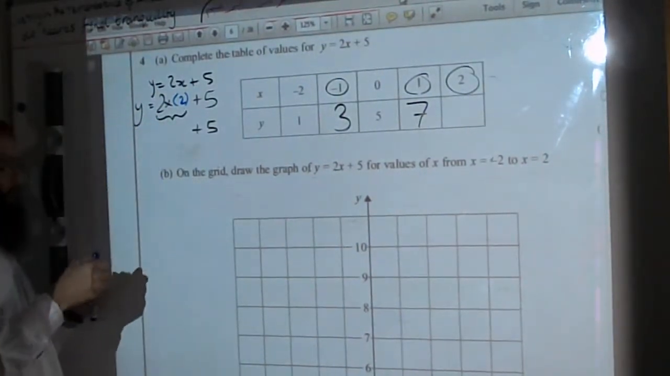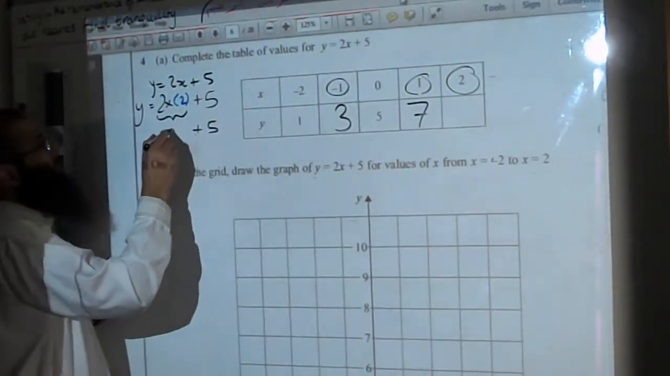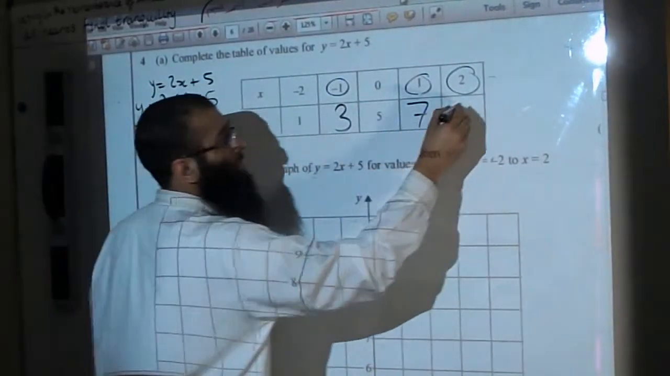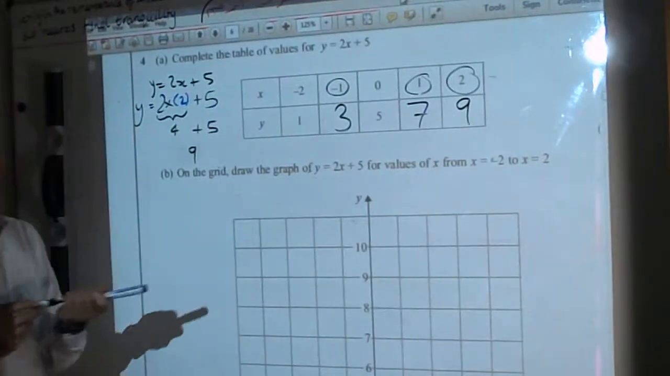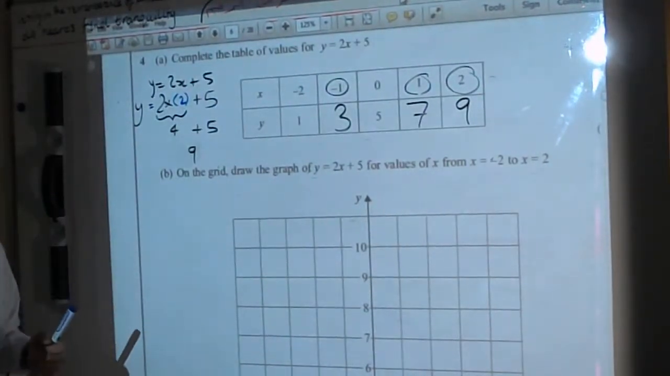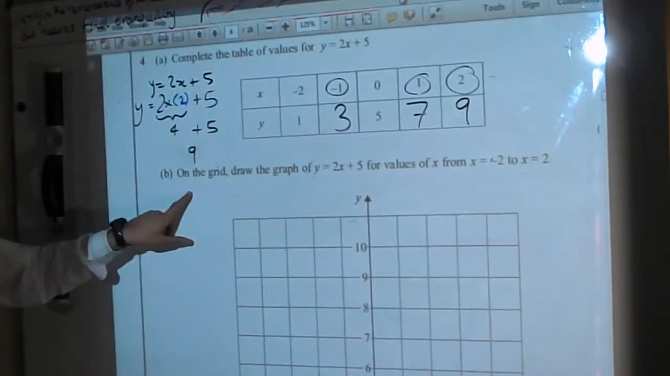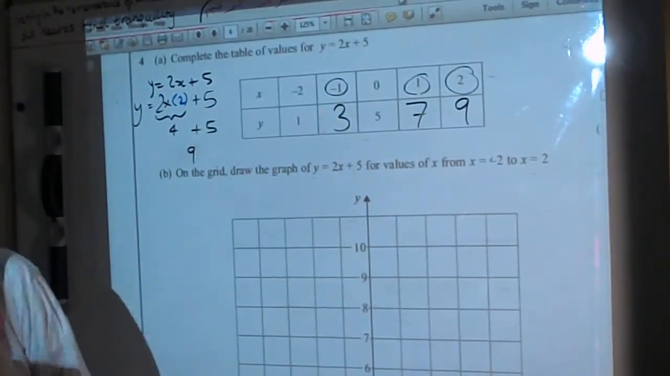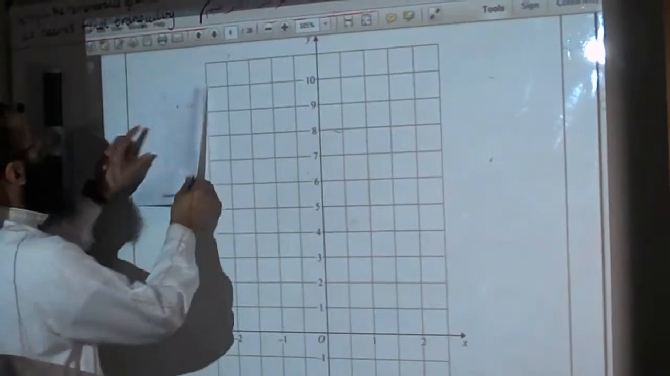Okay, now 2 times 2 will give us an answer of 4. And 4 add 5 will give us 9. So we have now worked out the 3 missing values. Okay, am I happy with that? Done? What we need to do now, as everybody wrote that, let me write that down into my paper.